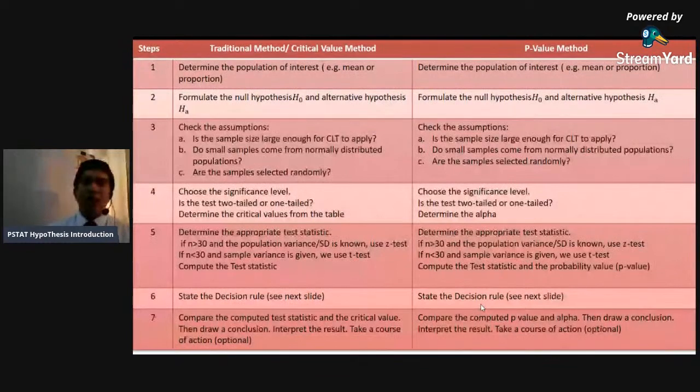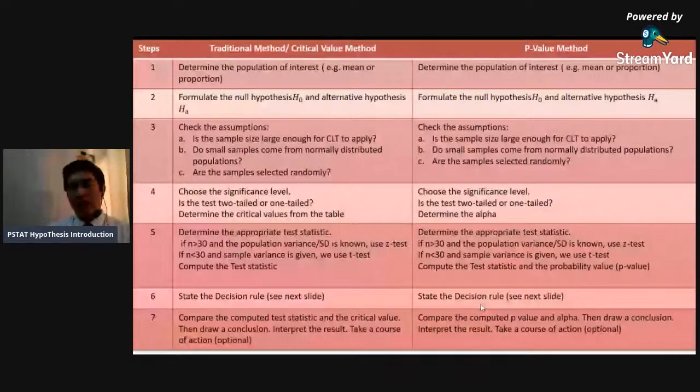Number four, choose the significance level. In the p-value method, there is also a significance level. Is the test two-tailed or one-tailed? Okay, then the third condition, determine the critical value from the table. This critical value is only applicable for the traditional or critical value method, because in the p-value method, you are going to determine the alpha, the significance level.